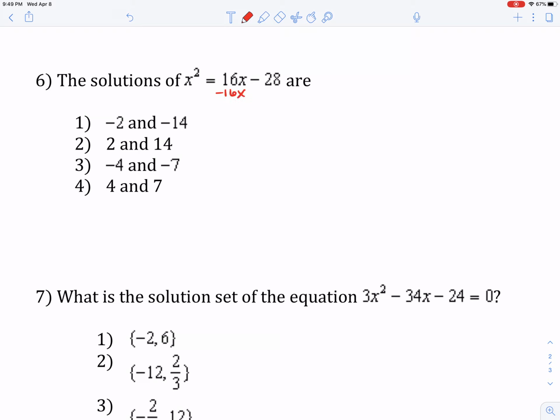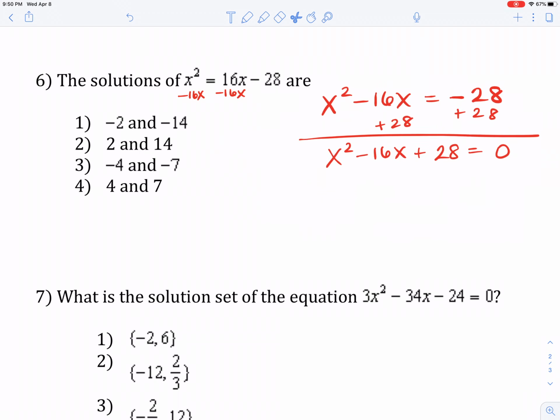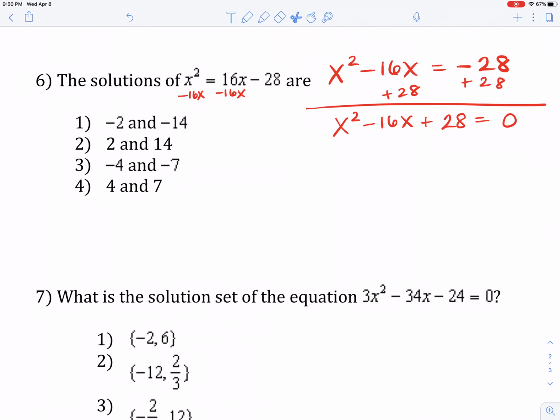So if I subtract 16x on both sides, some of you are having difficulty with trying to combine unlike terms. X squared minus 16x are not like terms, so they stay separate. Then I would add 28 to both sides, which also doesn't have a like term, and I would put it at the end to keep it in standard form. The x term in the middle, the constant at the end. And you just set it up like that. You don't have to do any work other than just putting it in the right spot there.